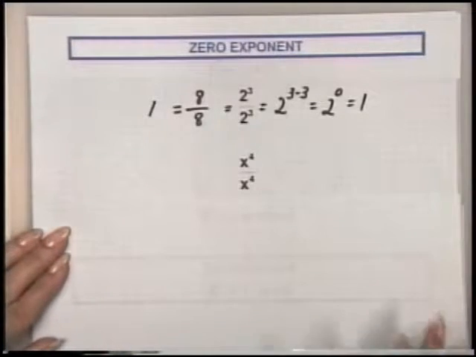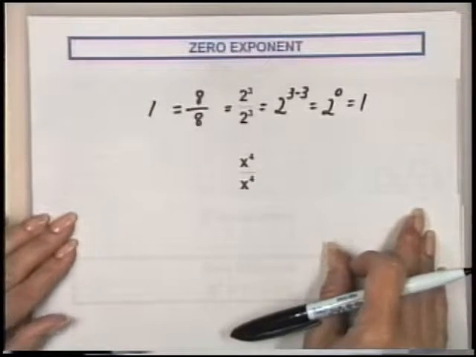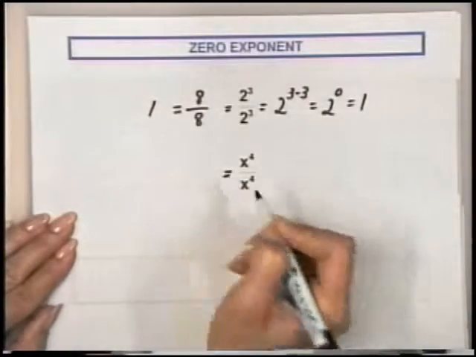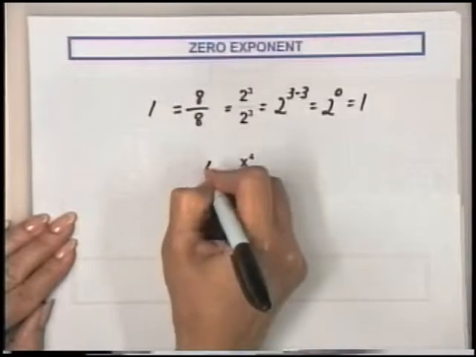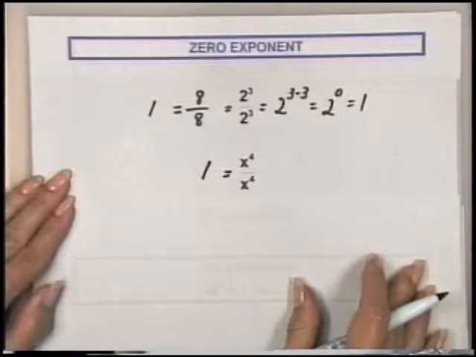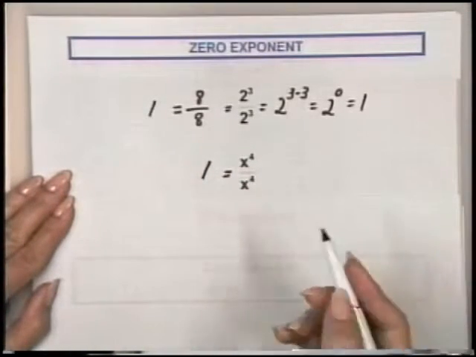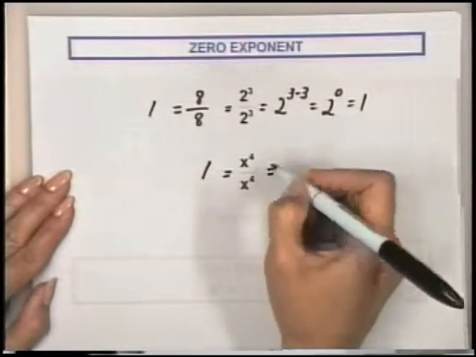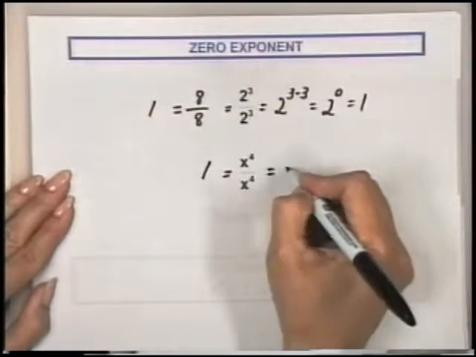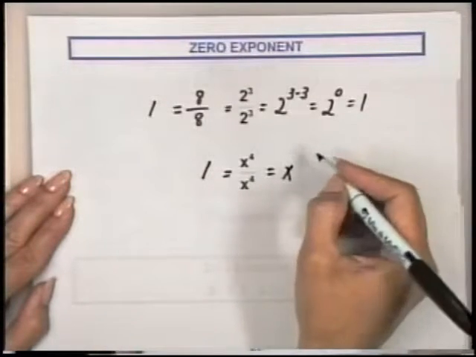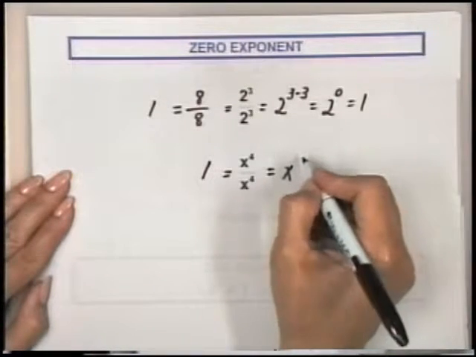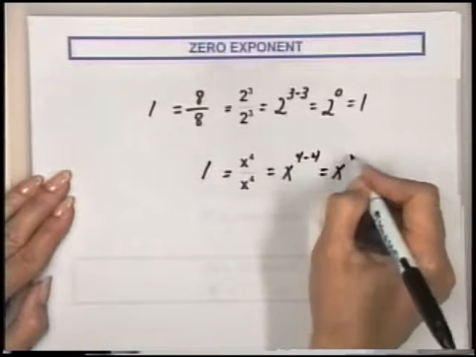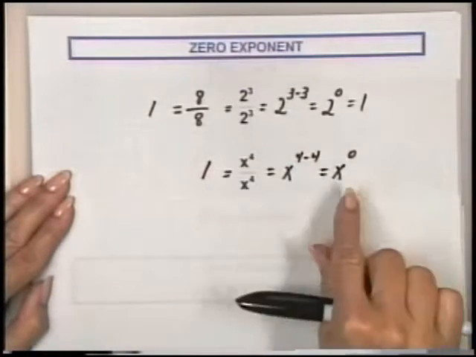Let's look at x to the 4th divided by x to the 4th. Once again, I have a quantity divided by itself. Anything divided by itself is 1, unless we are dividing by 0, which is undefined. Let's use our exponent law. Since we are dividing like bases, our exponent law tells us to subtract our exponents. So I'll have x to the 4 subtract 4, which is x to the 0.